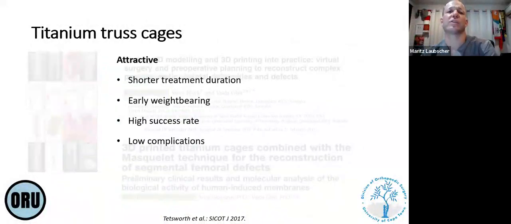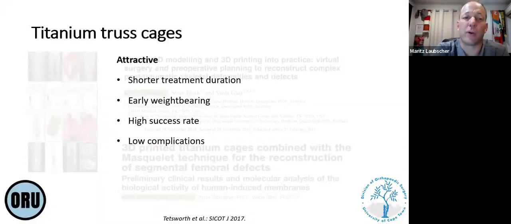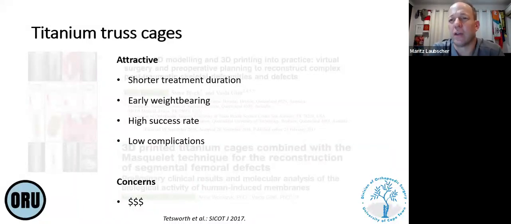The truss cage was attractive because it had a short treatment duration, allowed early weight bearing, a high success rate, and a low complication rate, but the biggest concern was cost. I think in his original series, the average price of the truss cages was over $20,000, which of course is an astronomical cost for our environment.